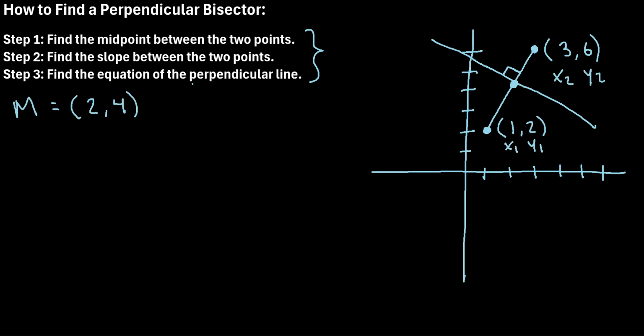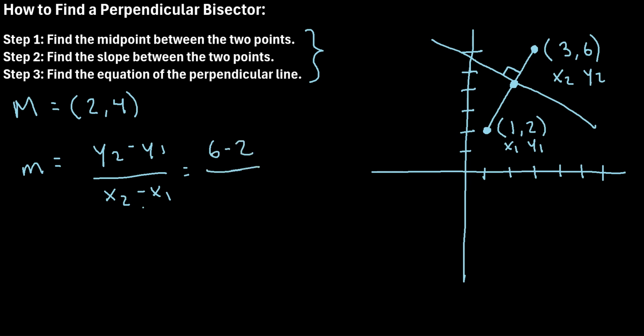Okay, step 2 is we need to find the slope between the 2 points. So the slope, I'll write a lowercase m to indicate that. It's calculated as y2 minus y1 over x2 minus x1. So what do we get? So y2 is 6, y1 is 2. So we get 6 minus 2 over x2 minus x1, that would be 3 minus 1. So we get 6 minus 2 is 4, 3 minus 1 is 2. So 4 divided by 2, that equals 2. So I'll write that over here.